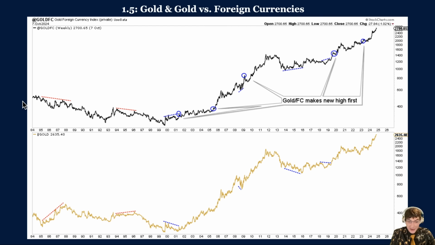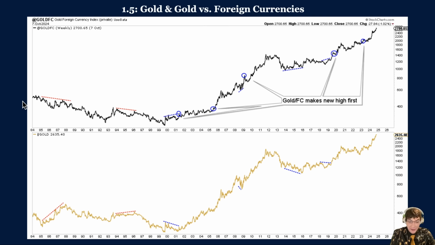Gold against foreign currencies provided another important divergence during the financial crisis. It bottomed a few months before gold bottomed in late 2008. Gold against foreign currencies broke out to a new high in early 2009, months before gold did.